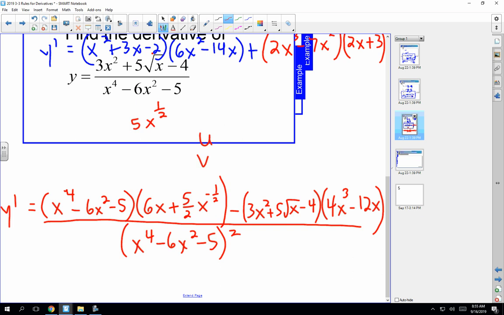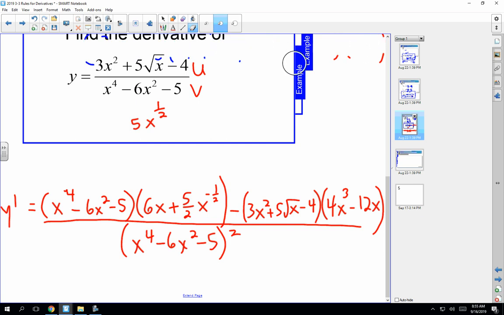We have the top part is the u, bottom part is the v. And there's our derivative. So it's not too bad, as long as we don't have to simplify it. That's the quotient rule.